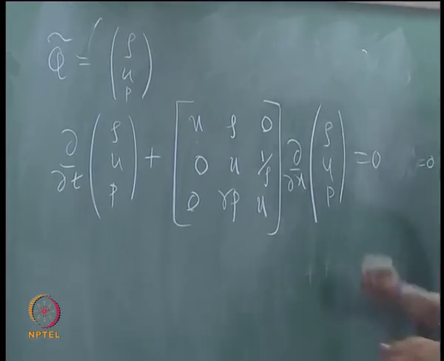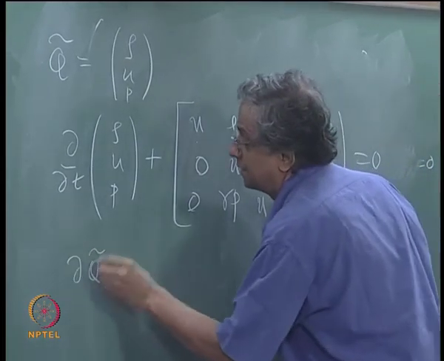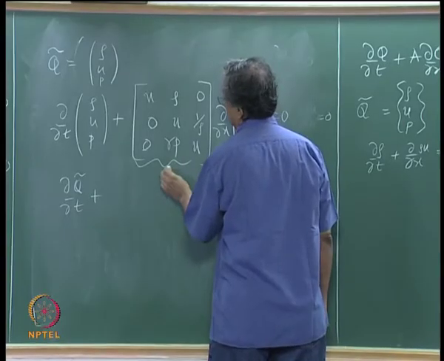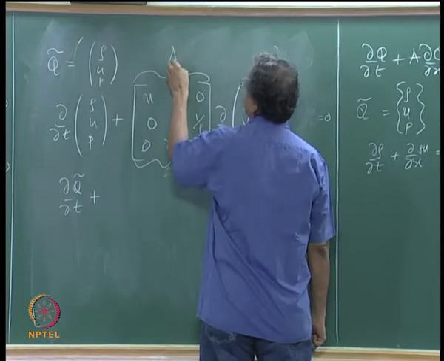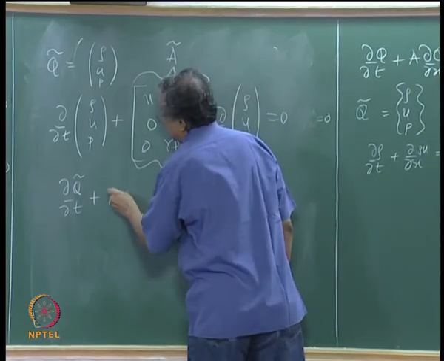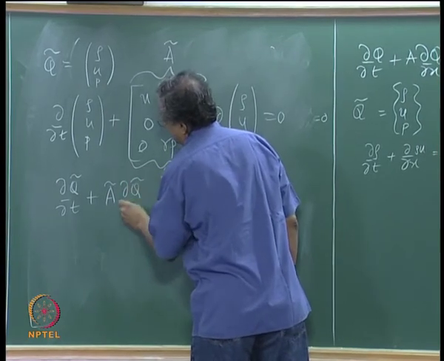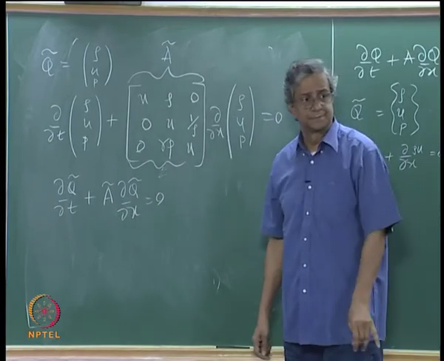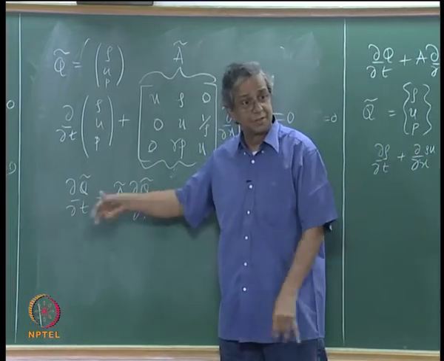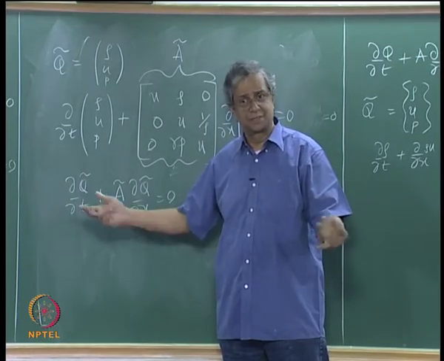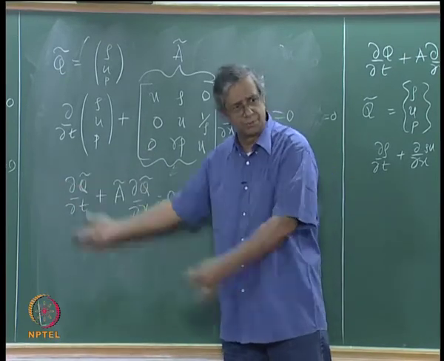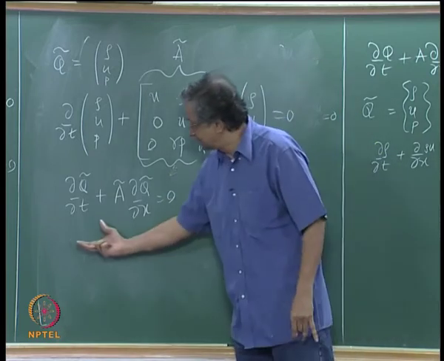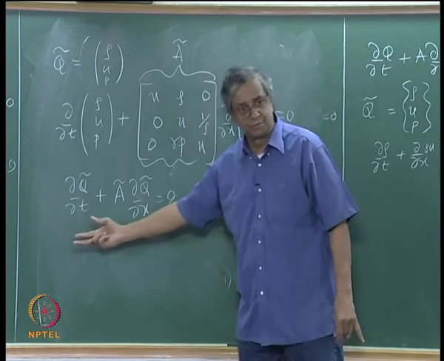Fine. So I am now able to write this as ∂q tilde/∂t plus, I will identify this matrix as A tilde. I will identify it on the top as A tilde. A different non-conservative form, right? In this case, the variables are not the variables we got in the conservation equations as densities. So you can call them non-conservative variables if you want, as opposed to those variables which are conservative variables. So you have another different form, right?